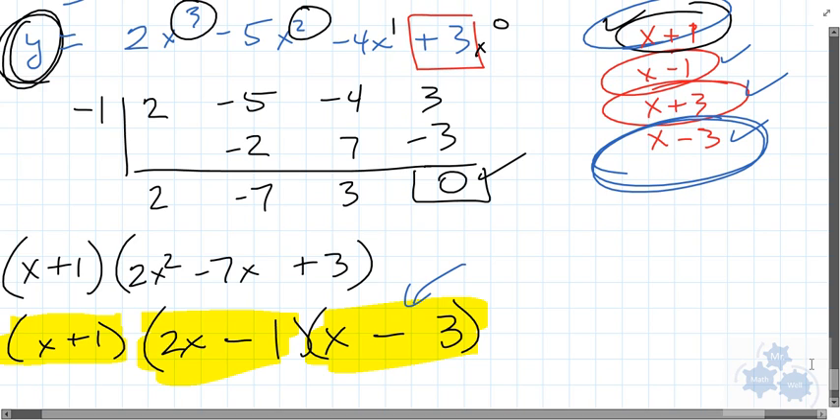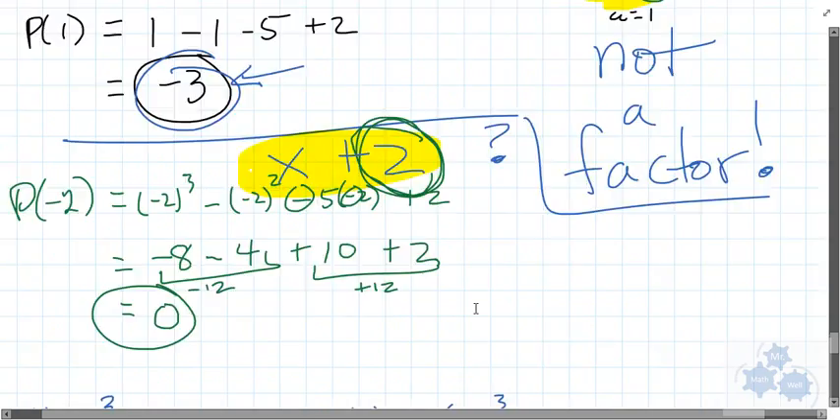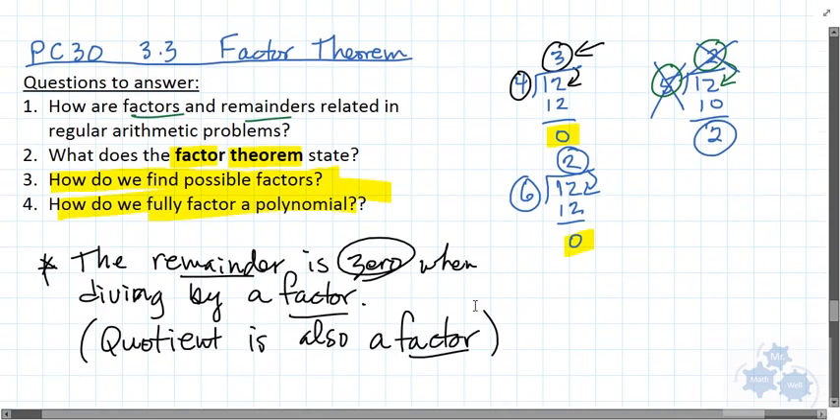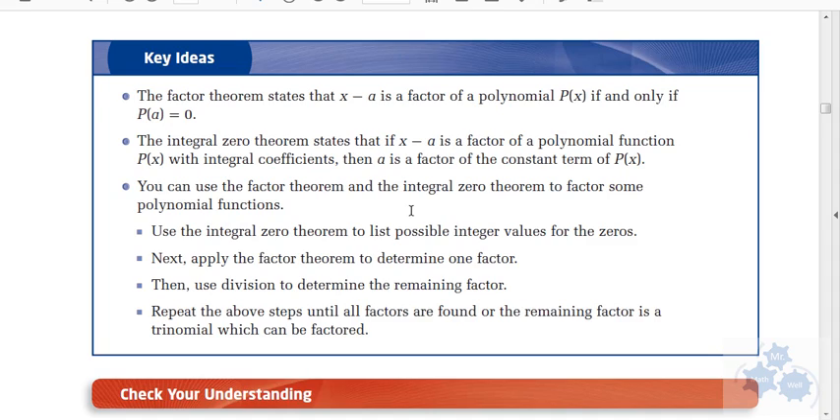All right, so that's the lesson on factor theorem and factoring polynomials. Good job, everyone. So key ideas, page 133. This is a good summary of what we've done here.